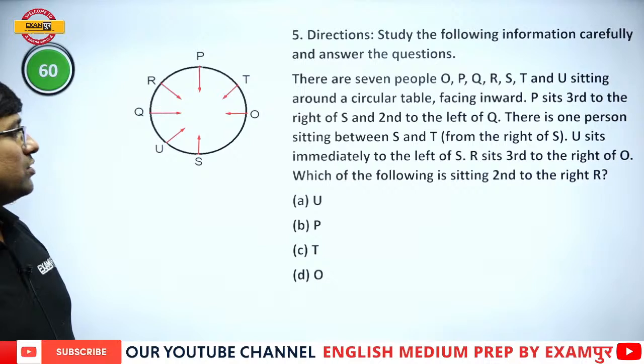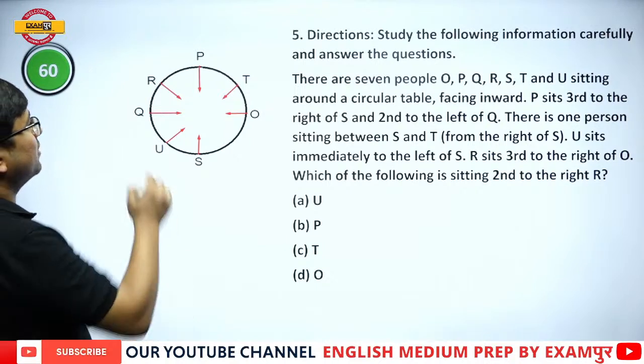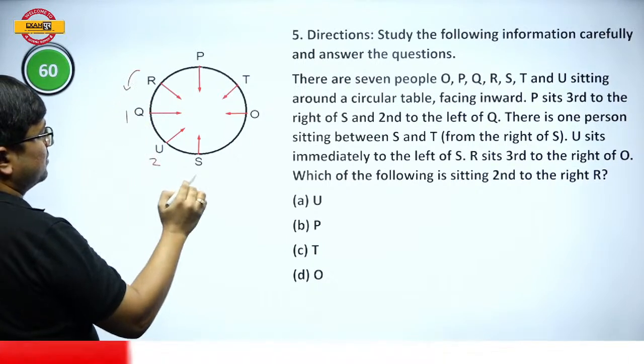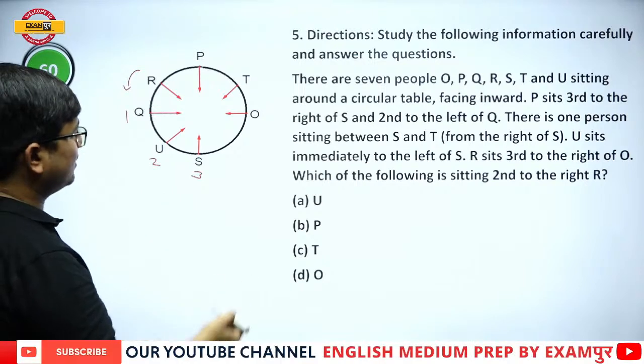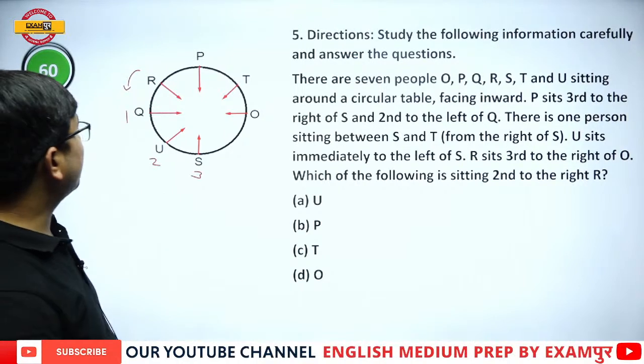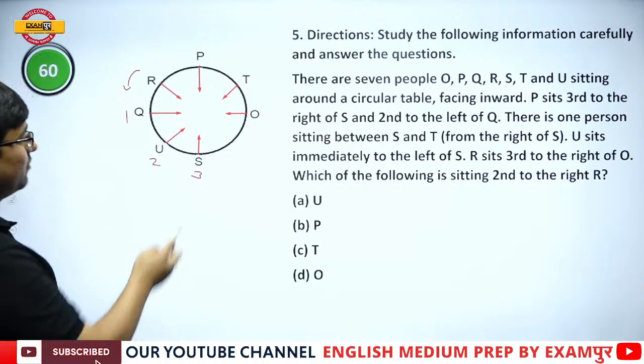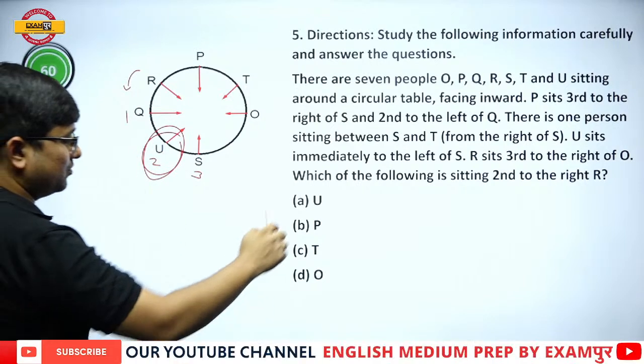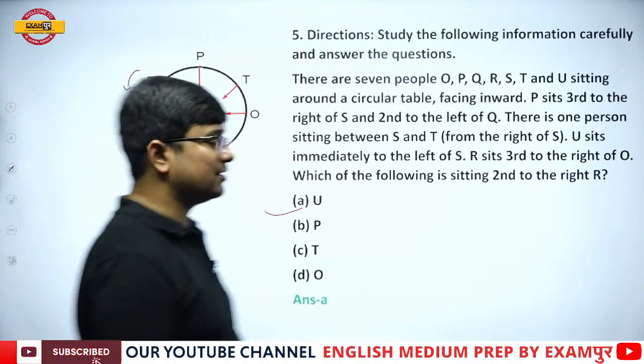Next, which of the following is sitting third to the right of R? So third to the right of R is 1, 2 and 3. Sorry, second to the right of R is U. The correct answer is option number A, that is U.